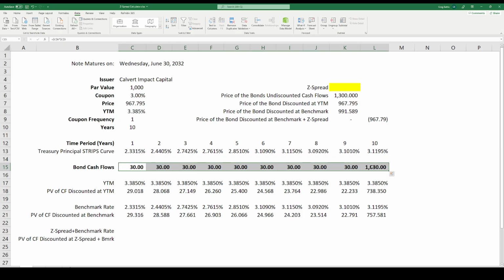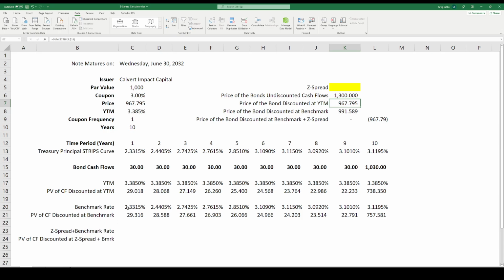This is undiscounted, just the coupons, principal plus coupon in the final period. Here I've also discounted the undiscounted cash flows by the yield to maturity, and when you sum all of these up you get the price of the bond.